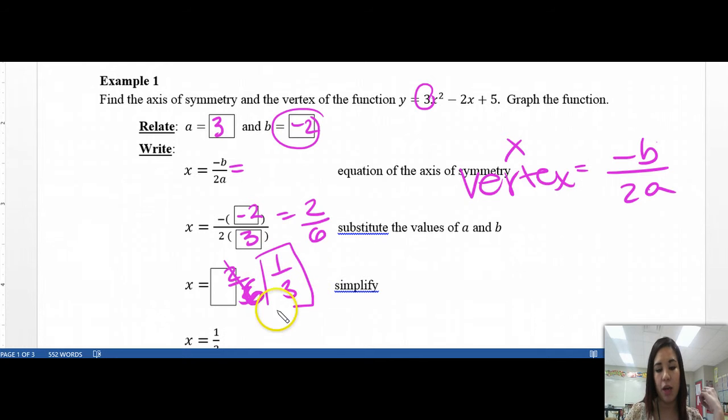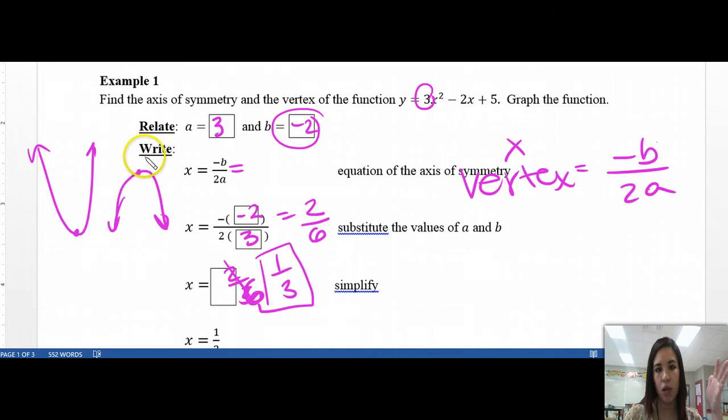So what did I just find? I have just found the x value of the vertex. Remember, in our parabola, our vertex is either this lowest point, or if it's facing down, it's the highest point. What kind of graph is this? Is it facing up or facing down? Remember that if the coefficient is positive, it's facing up. If the coefficient is negative, it's facing down. Right now it's positive, so I know it looks like this. What I just found is this point down here, and it's telling me that the x value of this is 1/3. Now I need to find the y value.